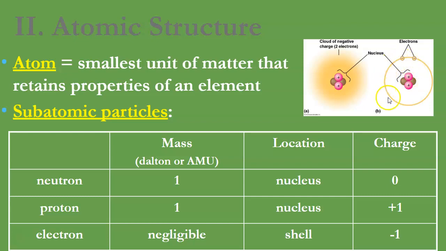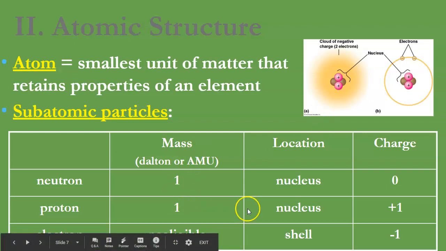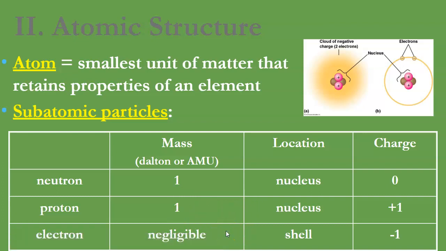And then surrounding are the electrons, which are negatively charged. And they balance out however many protons you happen to have in the center. So protons and neutrons have mass, meaning that they're a little bit larger. Electrons are super small, so they don't really have mass because they're so small.